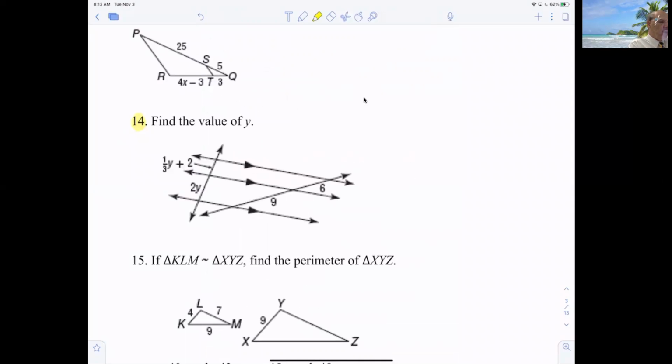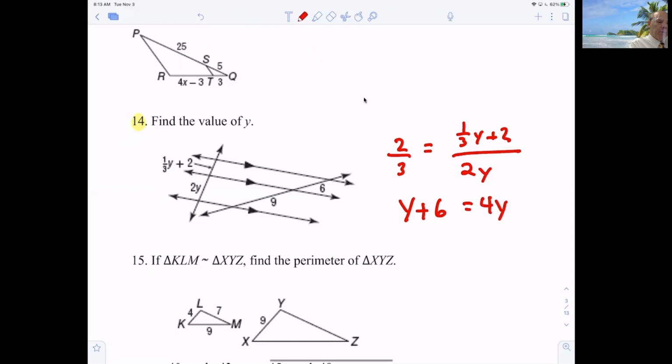Find the value of y. So I would just write this as a proportion. 6/9 is equal to 1/3 y plus 2 over 2y. Do you agree with that? Now again, because it's 6/9, I don't even write 6/9. We just say what? 2/3. Now look how much easier. 3 times 1/3, 3 times 2. So is that y plus 6 equals 4y? So does everybody agree y equals?